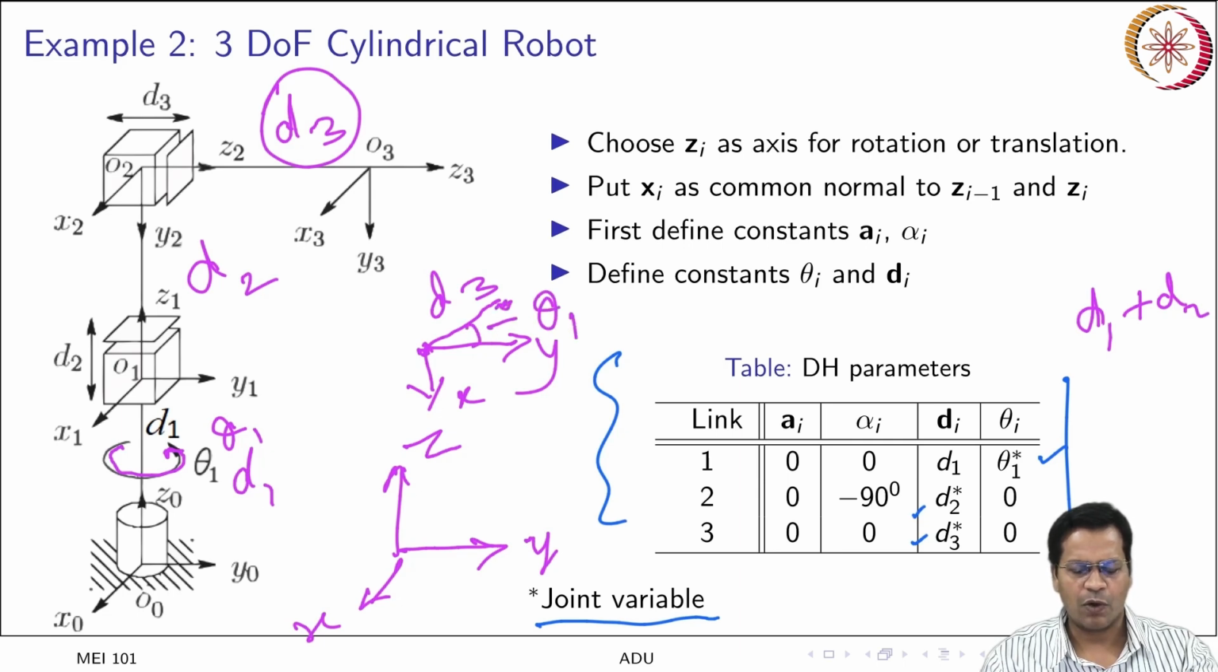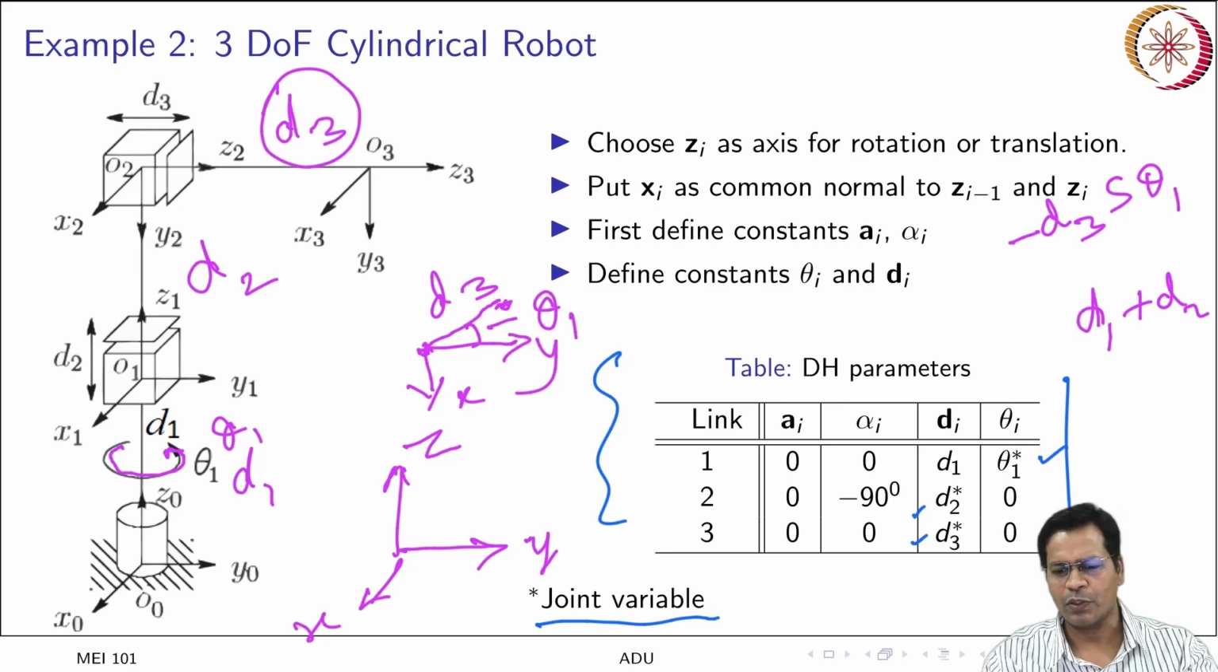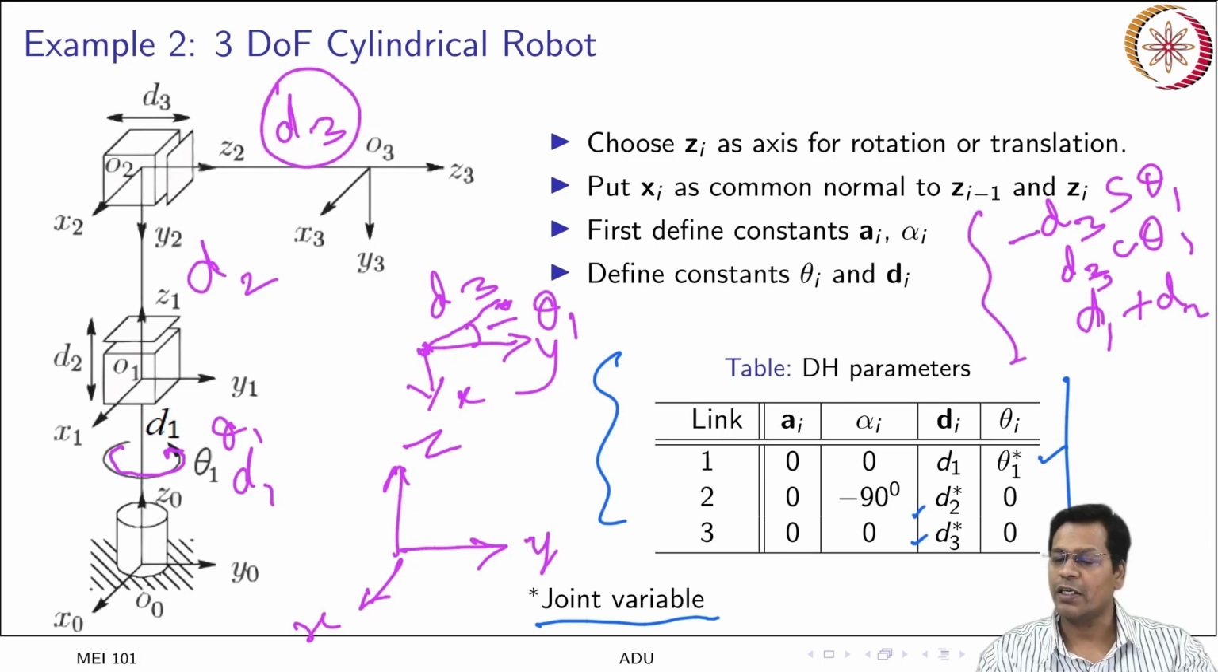So this point's x coordinate will be minus d3 sine theta 1. Now how much will its y coordinate be? It will be d3 cosine theta 1. Got it? So these are the three which we can quickly verify. This is not that trivial in many robots, but at least for this one you can quickly verify.